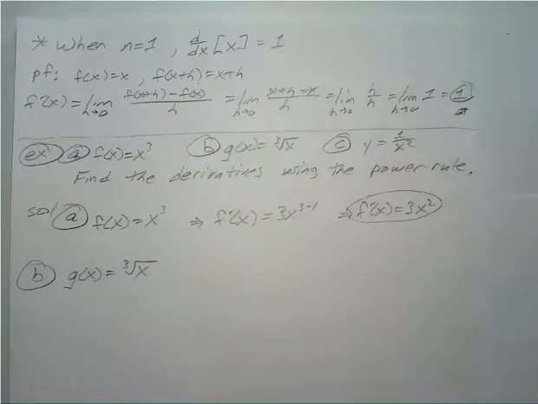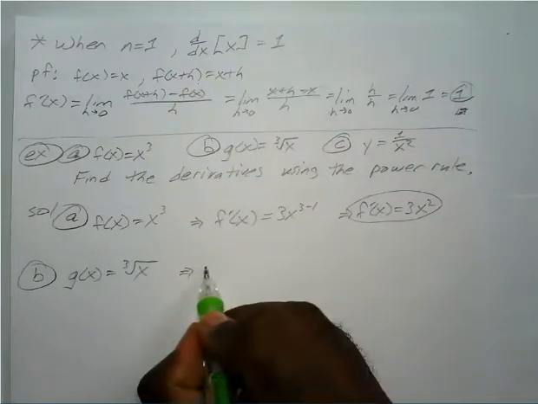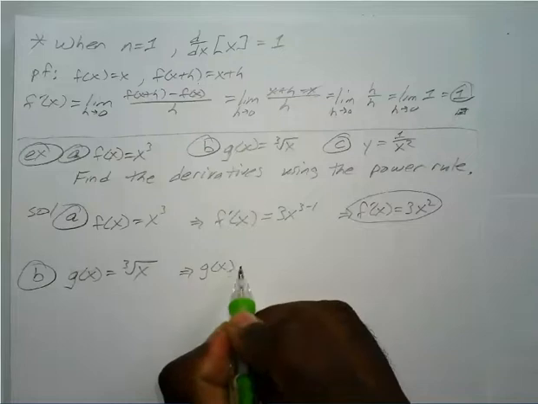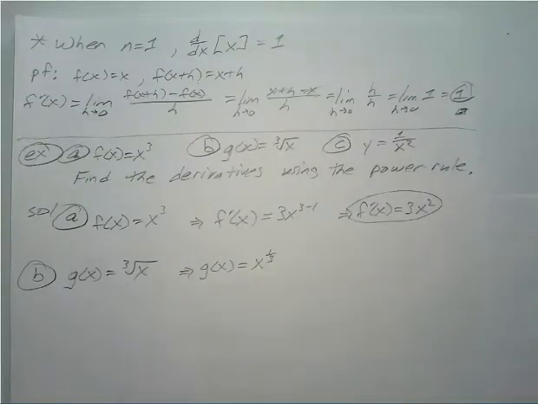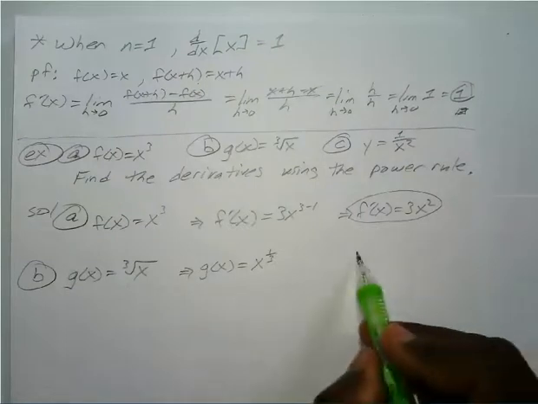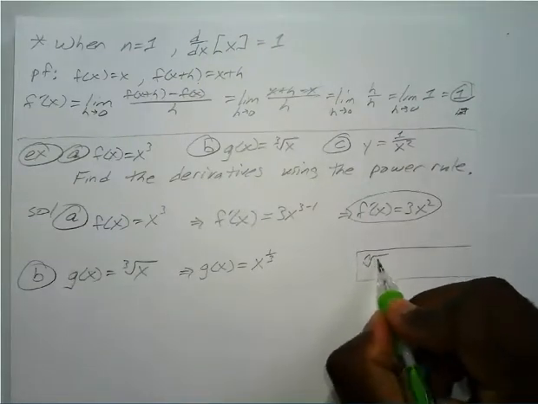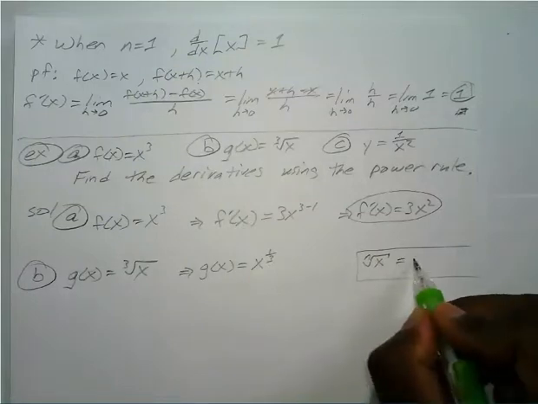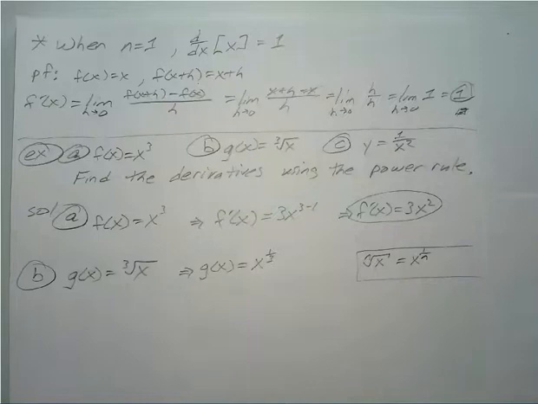Alright, so whenever you have a cube root or fourth root or square root or anything like that, it's easier to rewrite it. Okay, so what you want to do is you want to rewrite it as g of x is equal to x to the 1/3 power. Because remember, if you have an nth root of some x, that's just x to the 1 over n. Okay, so that's all we're doing here.